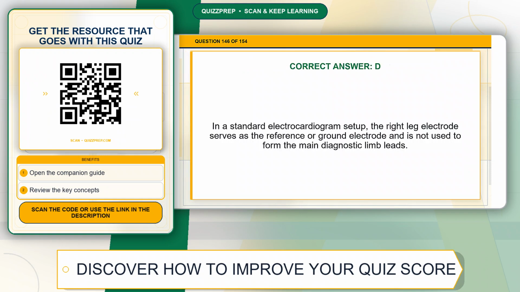Explanation. In a standard electrocardiogram setup, the right leg electrode serves as the reference or ground electrode and is not used to form the main diagnostic limb leads.